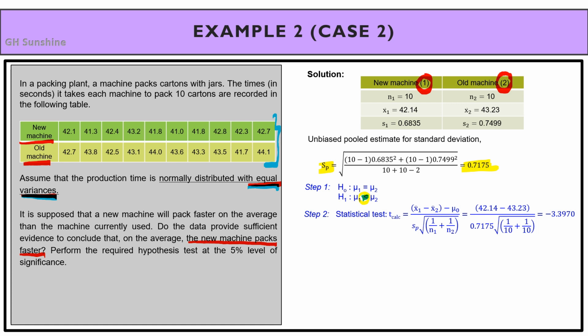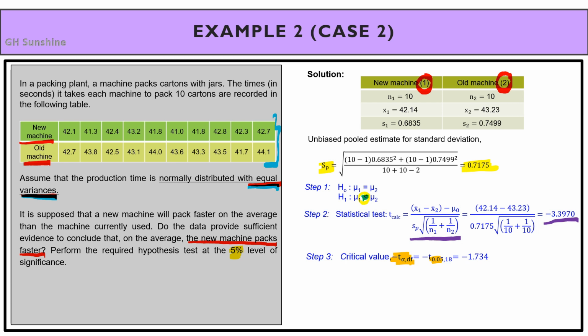Next step, calculate T calculation. Substitute all the values using this formula at the end. T calculation value equal to negative 3.397. Next step, find the critical value. So this one, left tail test. So left tail test, the value should be negative value. What is the alpha value? 5%. So that's why here is 0.05.